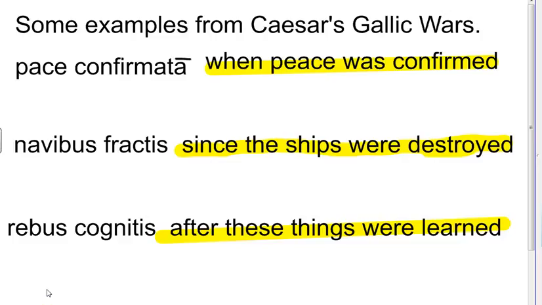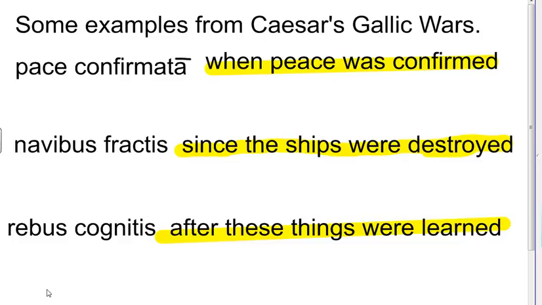Here are three examples from Caesar's Gallic Wars. These come from the pen of Julius Caesar and are 2,000 years old. Take a moment to look at them and study the translation. The first one, pace confirmata. Notice that long A in confirmata, confirming the fact, no pun intended, that it too is in the ablative case: when peace was confirmed.